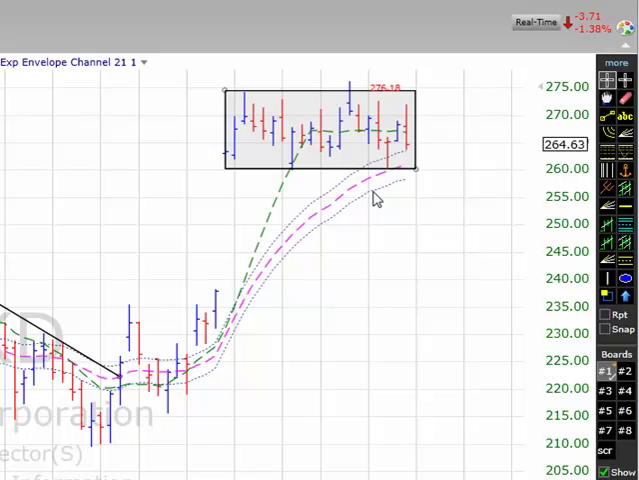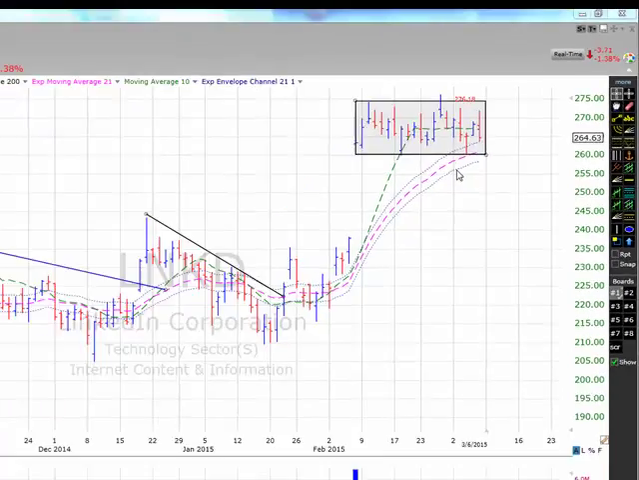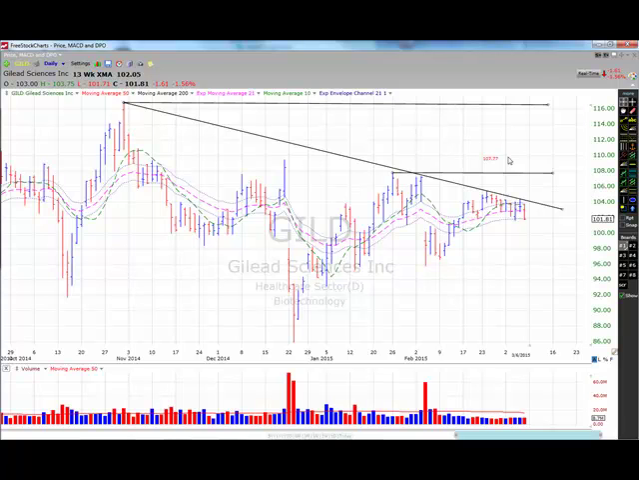A 3 weeks tight base is generally an add-on base. You don't generally want to initiate positions with a 3 weeks tight, but if you already hold LinkedIn, this would be a wonderful place to add to your position, especially if we broke up through that 276.18 level on heavy trading volume. The next stock I want to take a look at is Gilead Pharmaceutical.